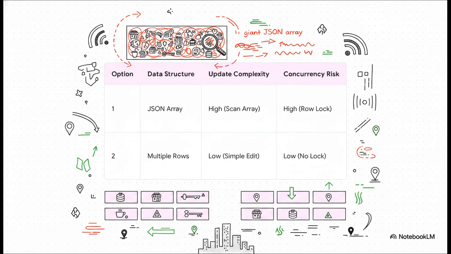Honestly, it's an operational nightmare. Option 2, on the other hand, is brilliant. It simply creates a new row for every single business using a compound key. Adding or removing a business becomes a super simple, instant operation, and you have exactly 0 row locking.